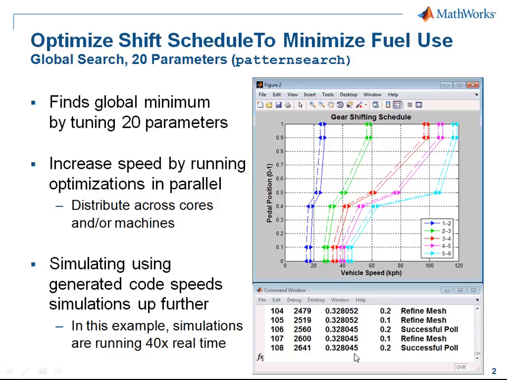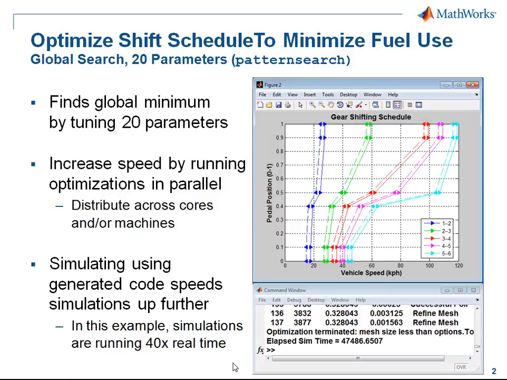You can see the messages down at the bottom, similar to what we saw before. To this point, nearly 3,000 simulations have been run, and we can see that the amount of fuel being used has dropped. We started at, I think, 3.341 or so, and at this point we've improved the fuel economy by about 5%. So the optimization will run to completion, and it will come up with the optimum shifting schedule, which is the one I showed you in the beginning on the slide.